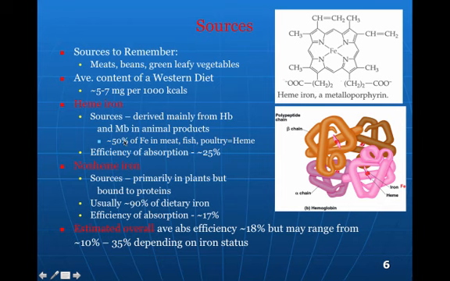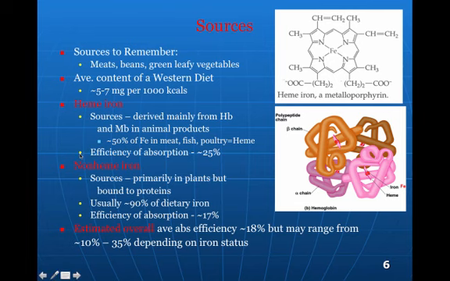Heme iron in the diet has an absorption efficiency of about 25%. So when we consume heme from our diet, we absorb about 25% of it. And again, what's interesting is that's relatively low. A lot of us say, oh, heme is the best source of iron in the diet. It is, but it's still only absorbed at about 25%.